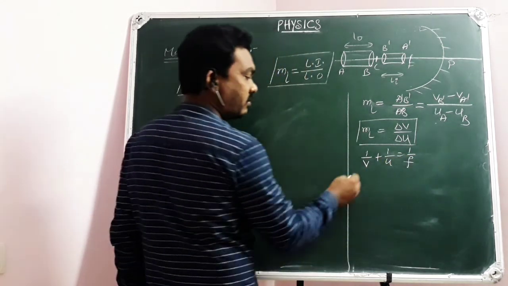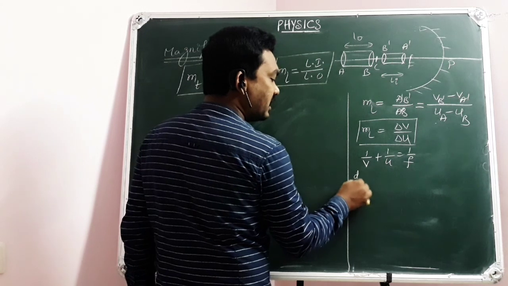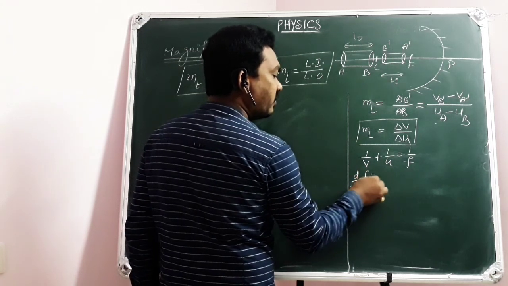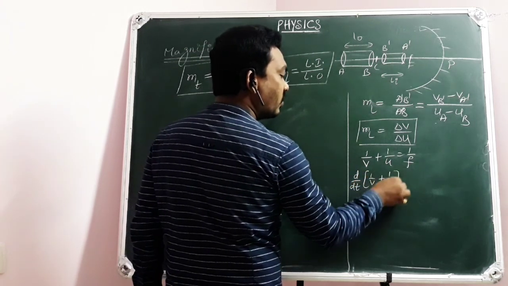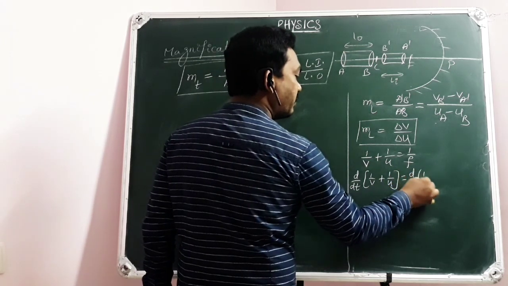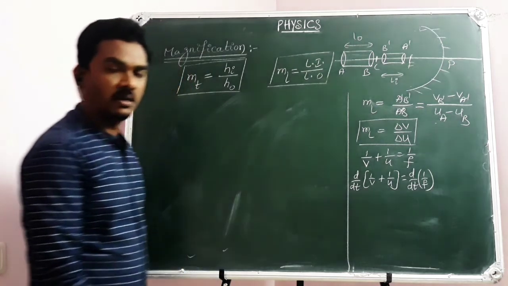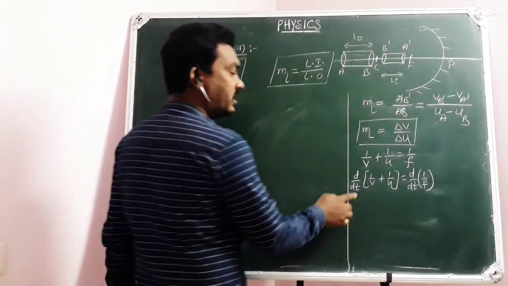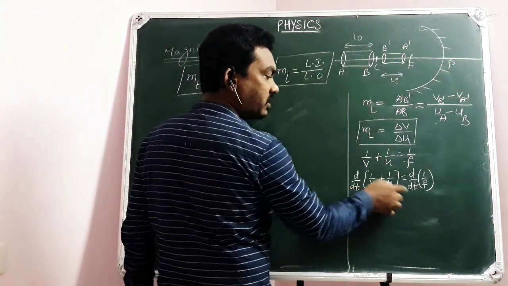Differentiate with respect to time. That means d/dt of (1/v + 1/u) is equal to d/dt of (1/f). I have told you, mathematics and physics, which is a part of derivatives. So differentiating both sides with respect to time.